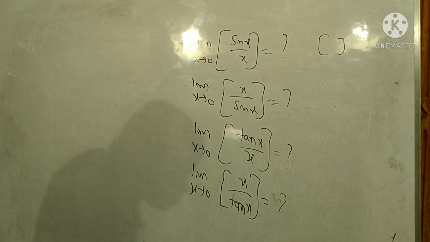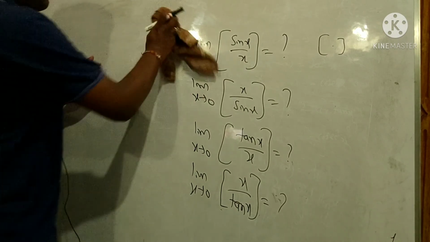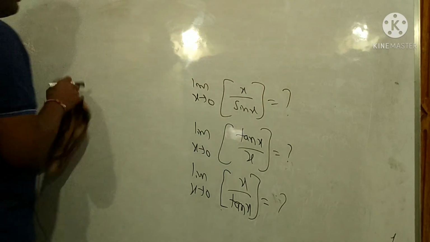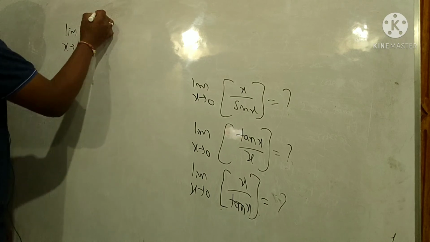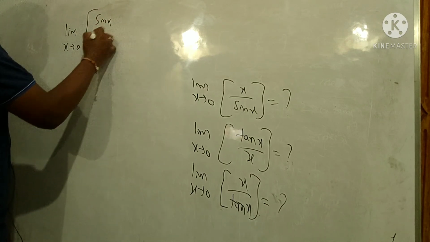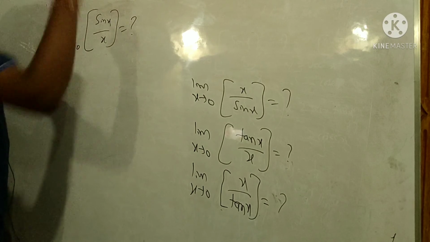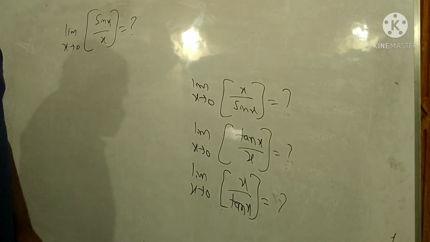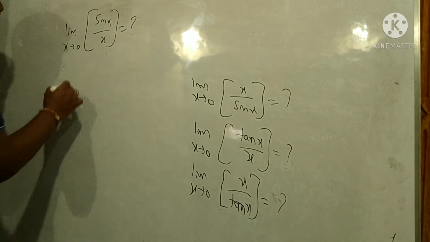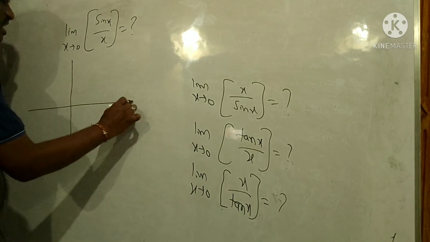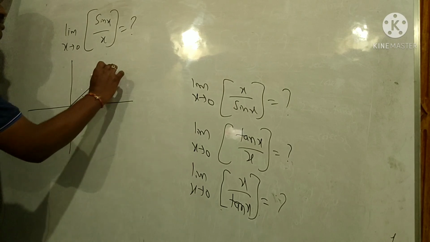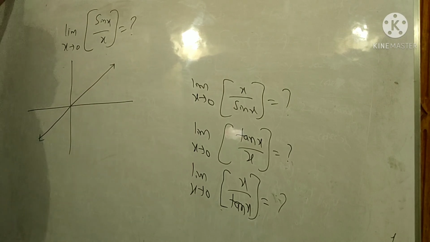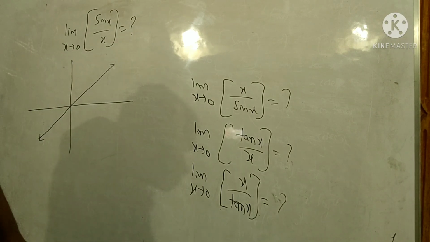I think the first one is not visible, so I'll write again. Here limit x tending to 0, greatest integer of sin x by x is how much? So these are the question marks I need to explain to you. See, this is the graph. You need to understand these things by using the graphs. Am I right? I'll explain now in the next video. Wait and see.